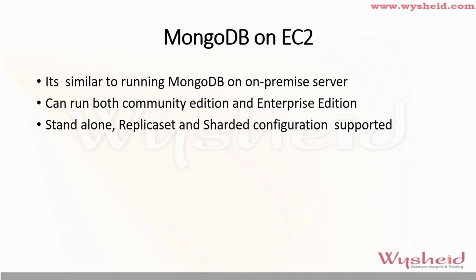The first one is MongoDB on EC2. This is similar to running MongoDB on an on-premise server. We can run both Community Edition and Enterprise Edition of MongoDB on EC2. And we can also create standalone servers, replica set servers, and sharded configurations on EC2.